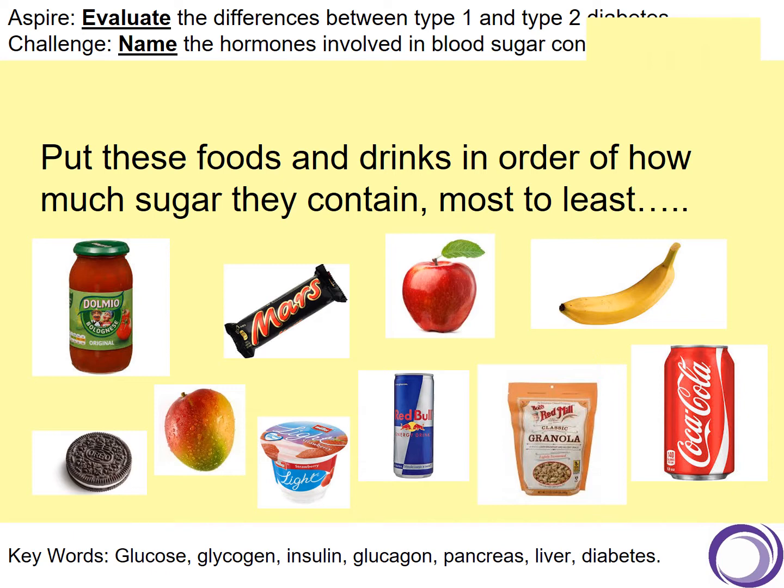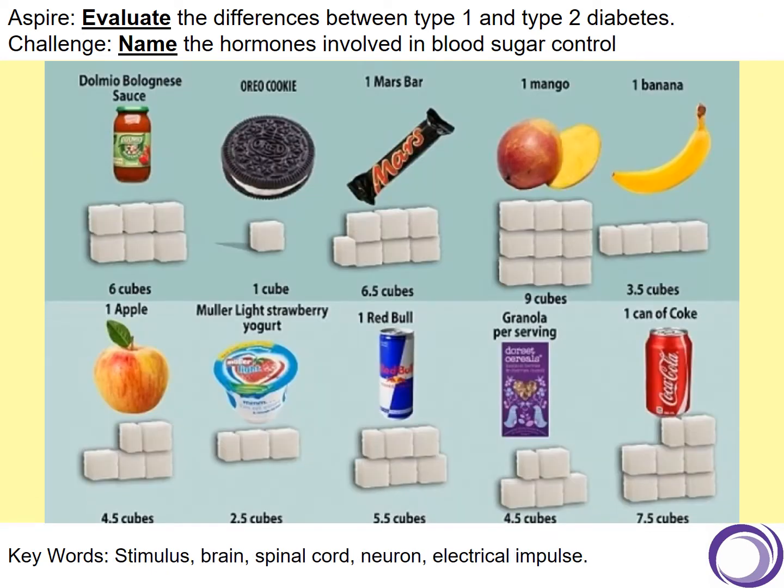Okay, so let's see if there are any surprises in our answers. When we actually look at how much sugar is in there, I think a lot of you would have had a Mars bar or a Red Bull at the top of your list. But in actual fact, if we were going to eat all of those things, the thing with the most sugar is actually the mango. We have a can of regular cola very high there with 7.5 cubes. And then we have got our Mars bar with 6.5 cubes. The Dolmio sauce is quite high in sugar at 6 cubes, but that would just be one portion. So you might actually have less than that.